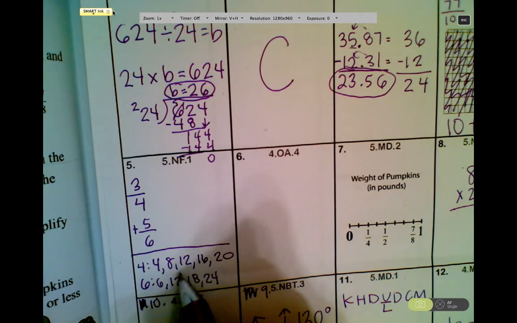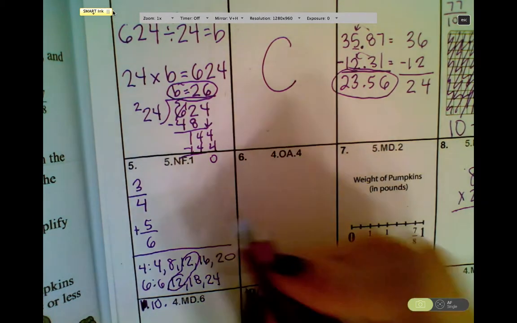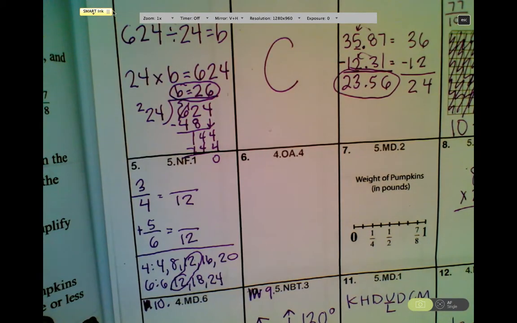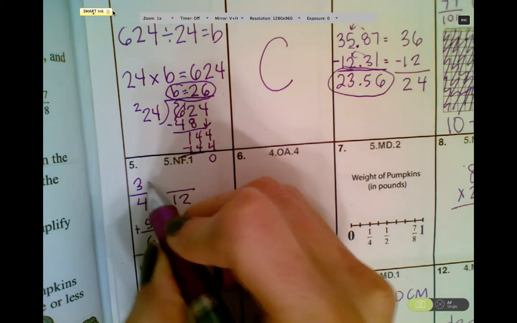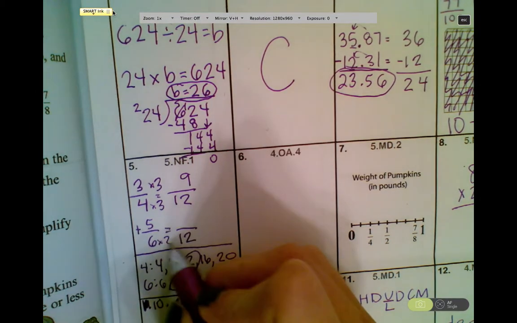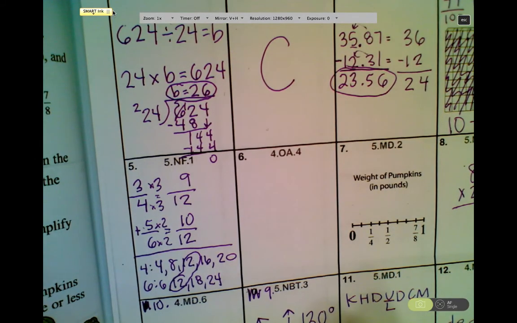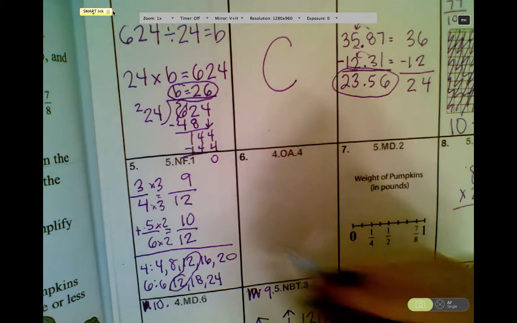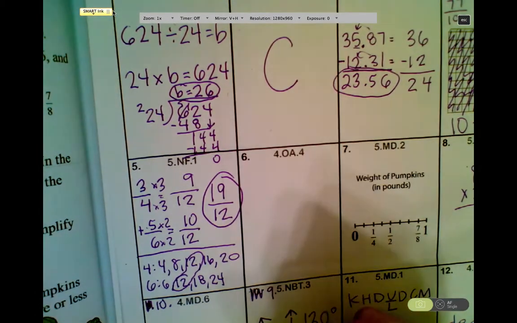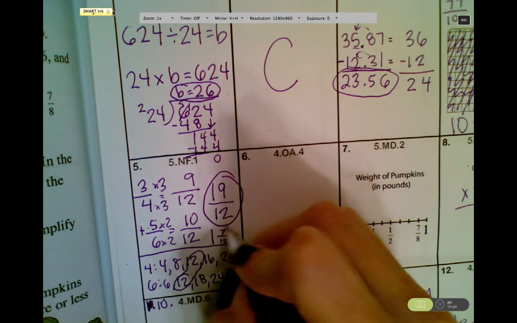And I see that 12 is the multiple they have in common. So I know I have to make equivalent fractions with a denominator of 12. 4 times 3 is 12. I'll do the same thing to the numerator. 3 times 3 is 9. 6 times 2 is 12. Same thing to the numerator. 5 times 2 is 10. Now I can add these fractions together, and I get 19 over 12. Another way you can write that is 1 and 7/12.